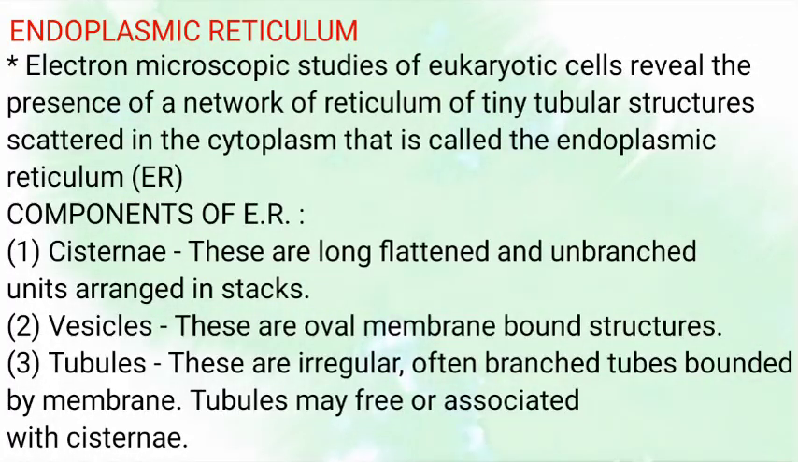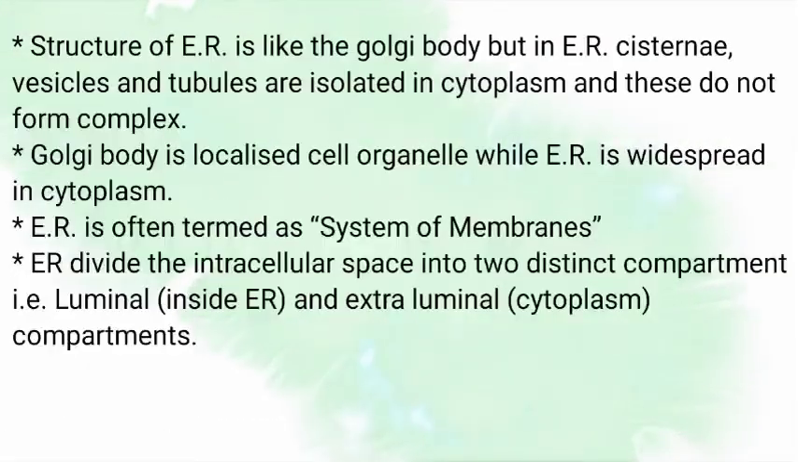Remember, endoplasmic reticulum is a network or reticulum of tiny tubular structures scattered in the cytoplasm. Endoplasmic reticulum is composed of three major components: number 1, cisternae, number 2, vesicles, number 3, tubules. The structure of endoplasmic reticulum is like the Golgi body, but in endoplasmic reticulum, cisternae, vesicles and tubules are isolated in the cytoplasm and do not form a complex.